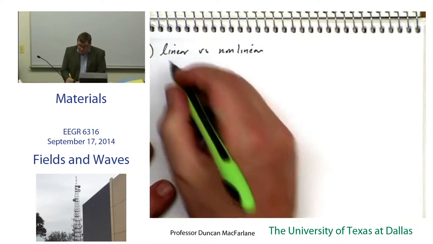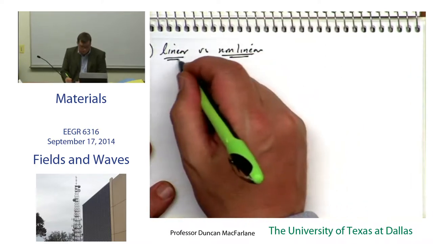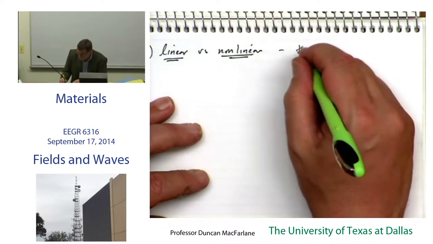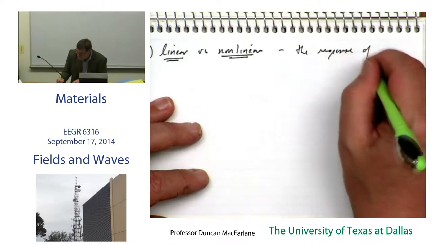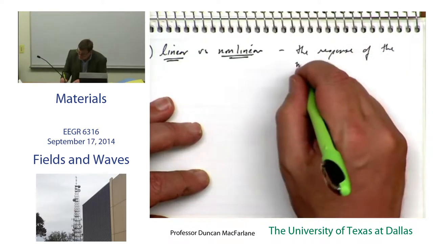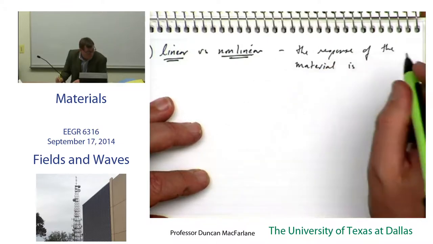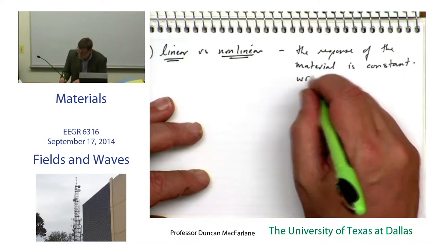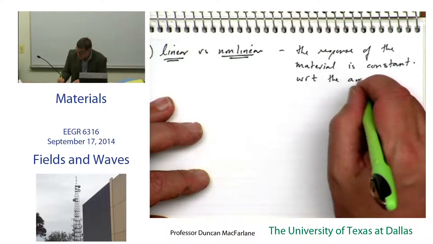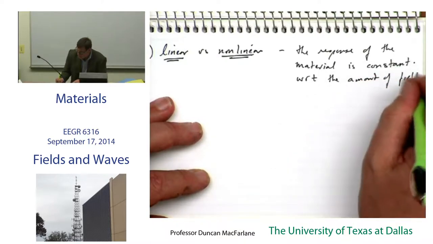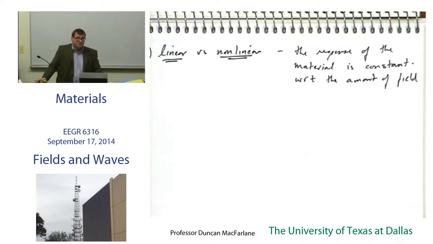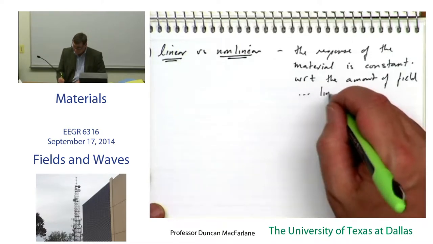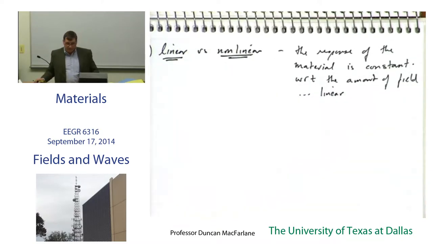So linear versus nonlinear materials. So a material is linear. A material is linear if the response of the material is constant with respect to the amount of the field.